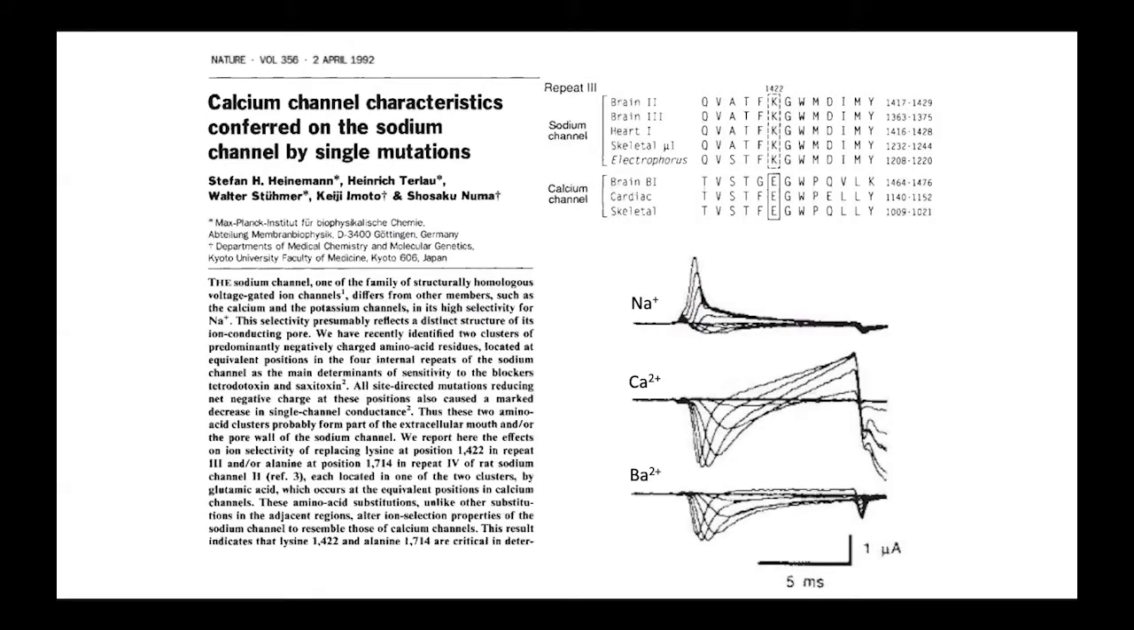So back in the early 90s, they mutated this K in the brain channel, and actually this was in brain 2, which is SCN2A. This happens to be a rat brain channel, but it's very similar to the human channel. And what they found is you make it into a calcium permeable channel. So you basically convert a sodium channel into a calcium channel by doing this change.